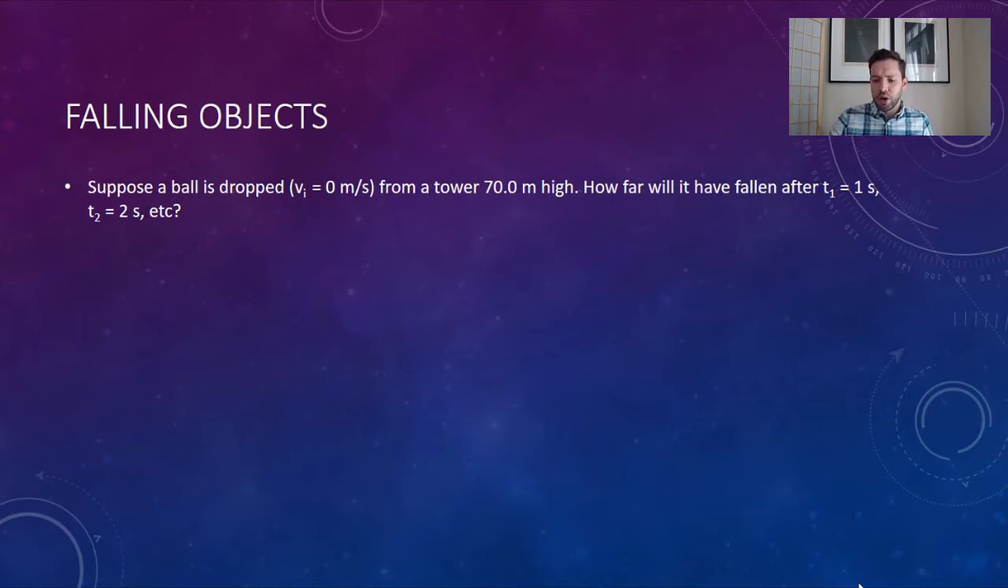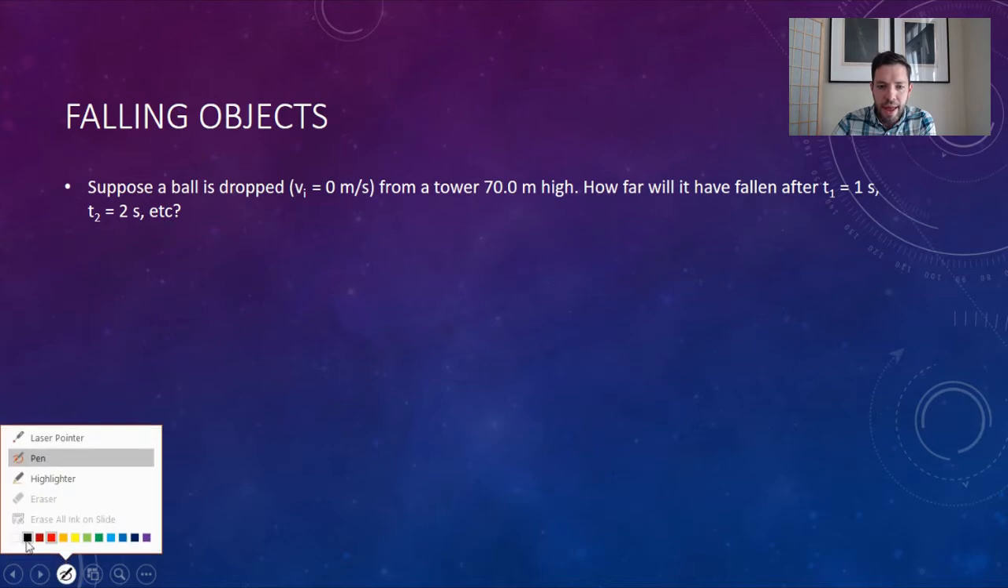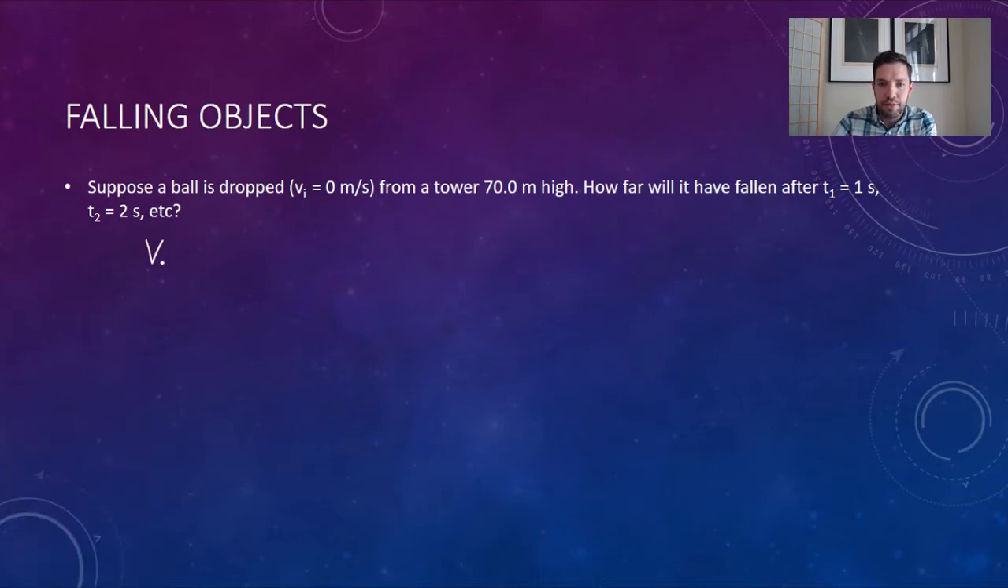Okay, so we're going to imagine that there's a ball dropped from a tower that's this high, and we're looking at the distance that it falls. How far has it fallen after 1 second? How far has it fallen after 2 seconds? So we're told here that our initial velocity is 0 meters per second. Okay, it's being dropped. So it's basically starting from rest.